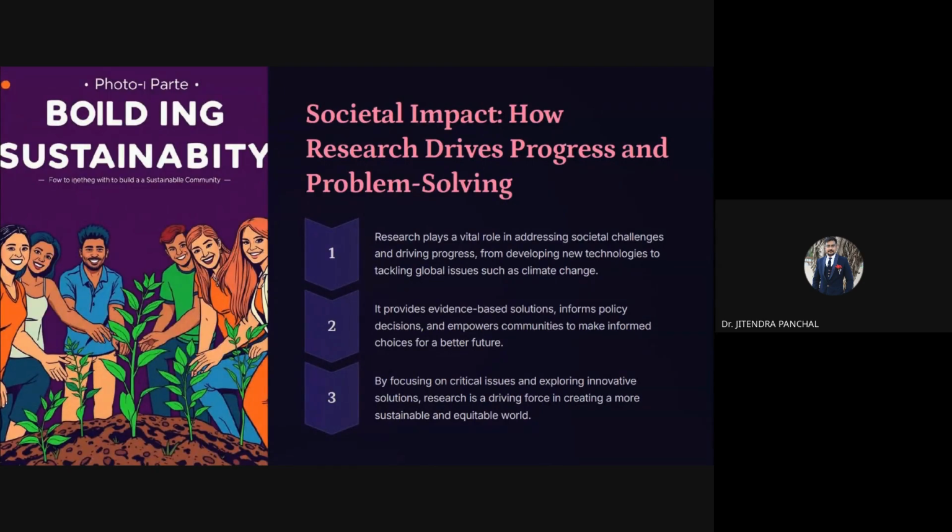So there are a total of 17 SDGs. You can search for them, right? And many research papers are available that are based on sustainable development goals, right? Any doubt till now? No, sir.